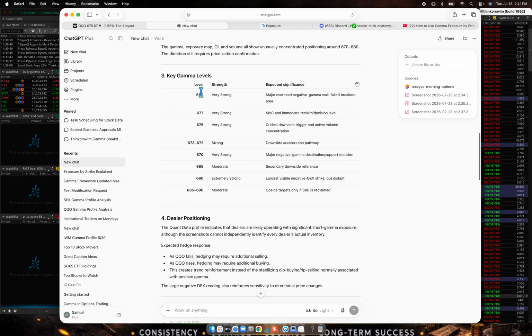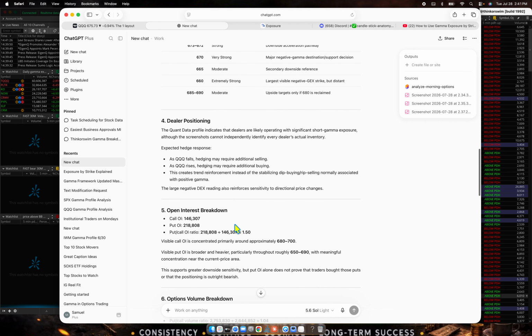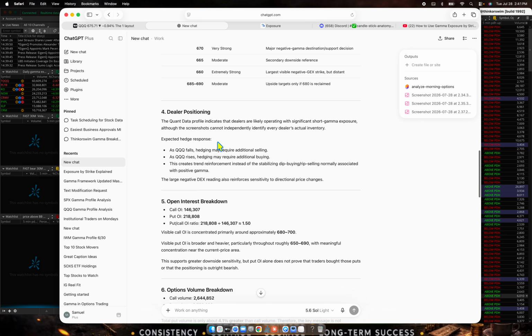It will give you the key gamma levels. Very strong, major overhead negative gamma wall, failed to break out above area, right? It will give you other very strong areas, moderate areas. It will give you dealer positioning. Its Quanta Data profile indicates the dealers are likely operating with significant short gamma exposure, although the screenshots cannot independently identify every dealer's actual inventory. Expected hedge response as QQQ falls: hedging may require additional selling. As QQQ rises, hedging may require additional buying. This creates trend reinforcement instead of the stabilizing dip buying and rip selling normally associated with positive gamma.